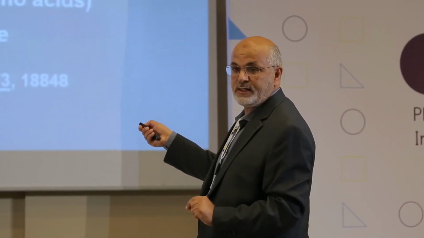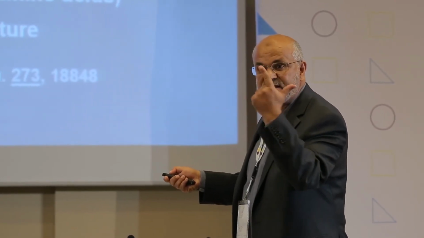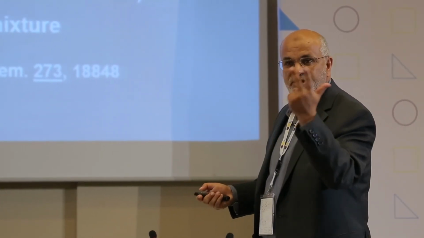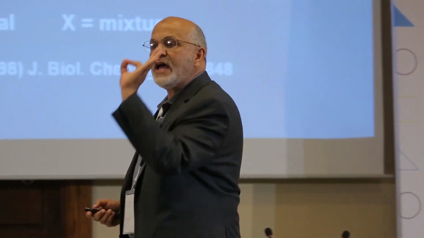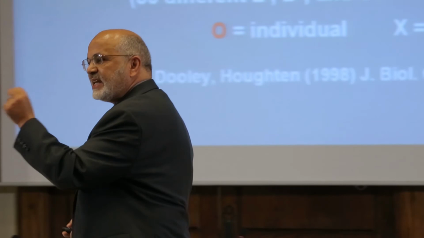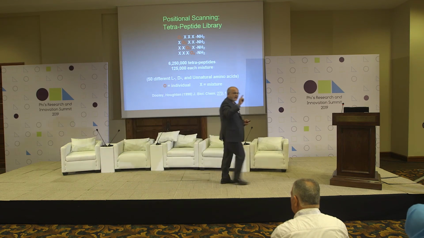Because I need to make 50 here, where you define only the first amino acid, 50 here where the second amino acid is defined, 50 here where the third amino acid is defined, and 50 for the fourth. So I'm making only 200 vials, and by doing the screening assay, it will give me an answer for how many? 6,250,000 compounds. You are asking how?